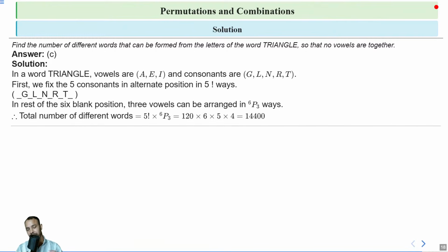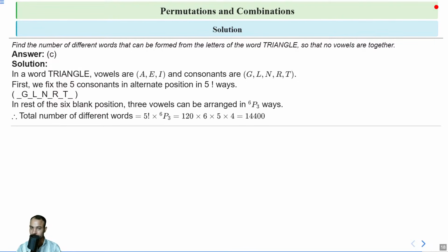Therefore, the total number of different words is basically 5 factorial times 6P3. Okay, so now simplify it. So 5 factorial is 120 and 6P3 is 6 into 5 into 4. So the total number of different words is 120 times 6 into 5 into 4. This is equal to 14,400. Okay, this is the final answer.